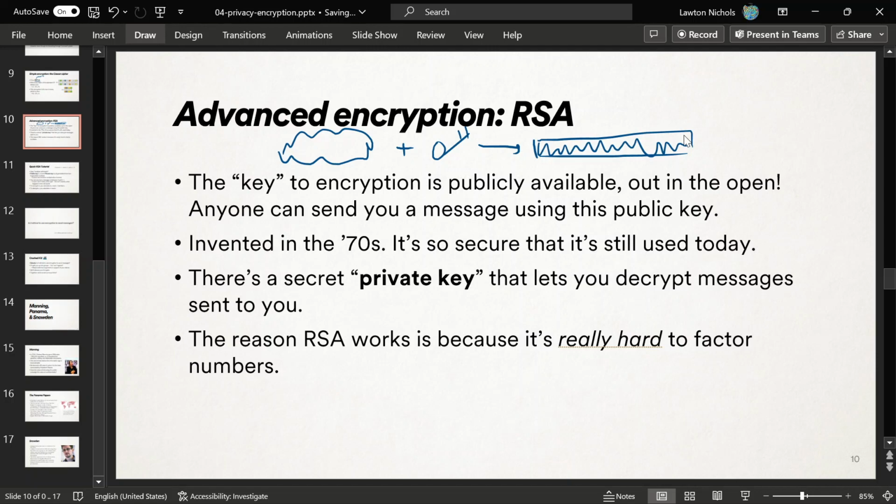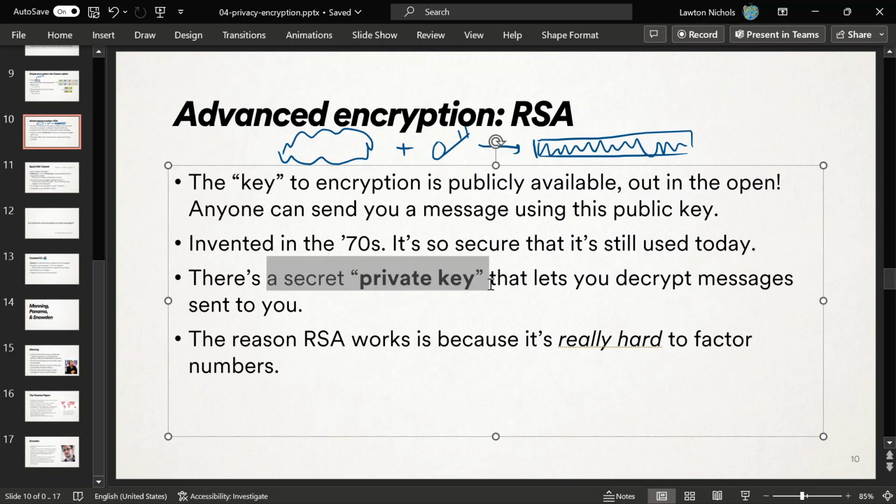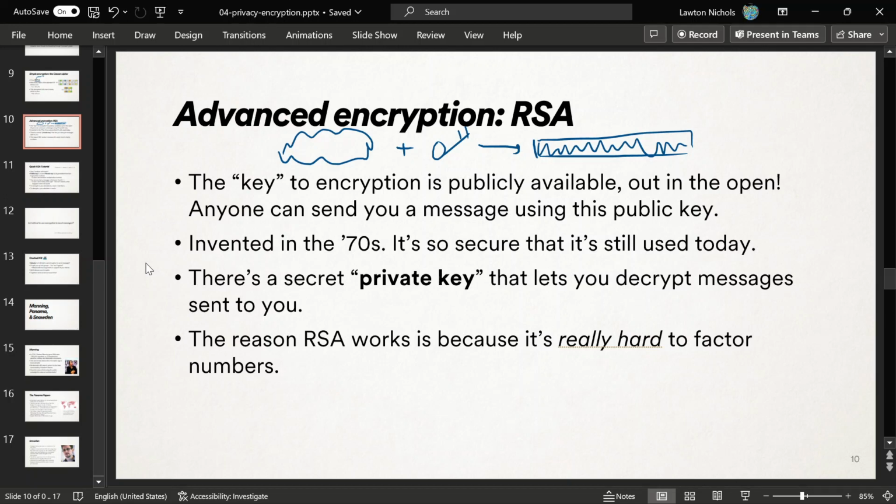Right? RSA was invented back in the 70s, and it is so foolproof that it's still in use today, just with bigger numbers involved, of course. So it's very mathematical. It's very cool. You have to wait till CSCI 26 to understand it fully. But everybody has a public key that they let other people look at if they want to send them private messages. And then they have a secret, what's called private key. So there's two keys. They have a private key that lets them decrypt the messages that were sent to them with their public key. All right, so that's the secret.